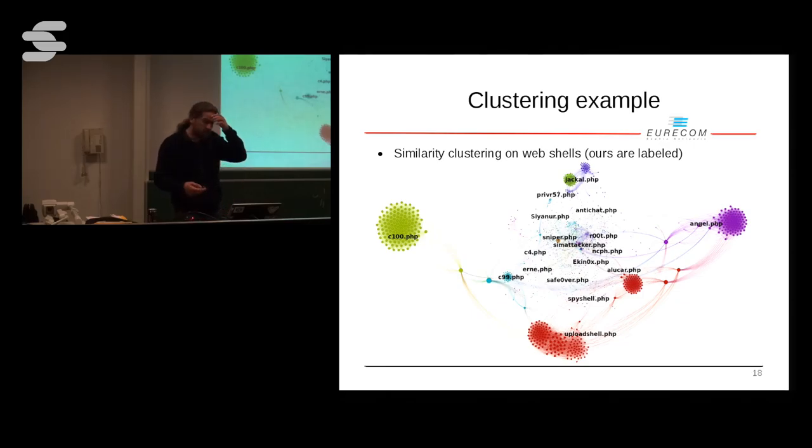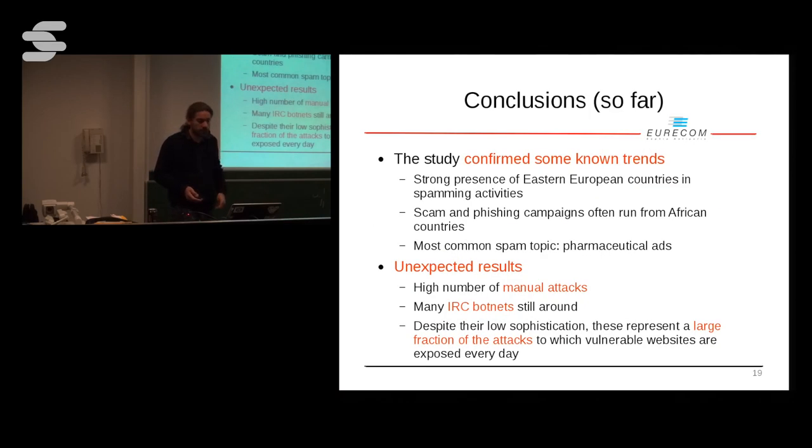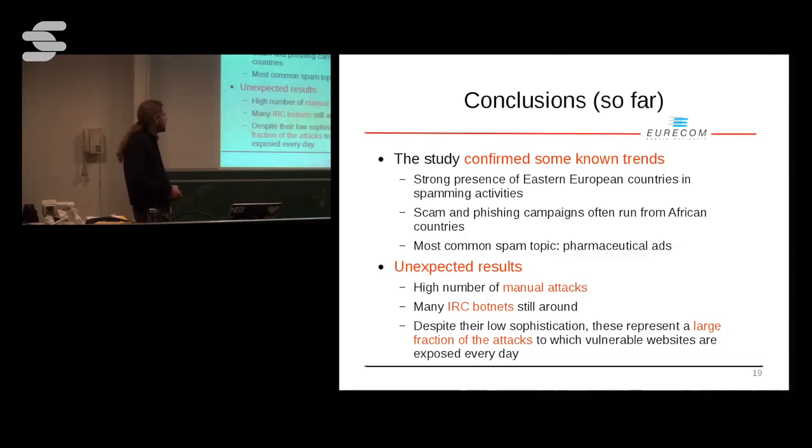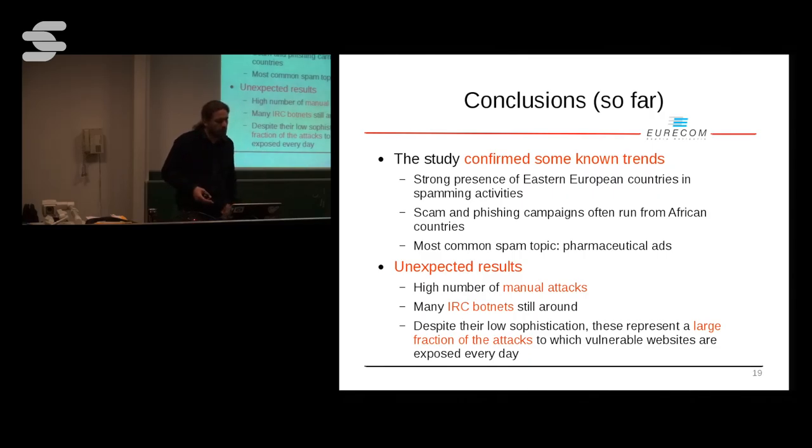Okay, so this is an overview of the results we got on this web honeypot. The study we did is confirming some known trends, right? Lots of attacks from Eastern Europe, and scam and phishing campaigns running from Africa, so we found that as well. And very commonly the spam on the forums was for pharmaceutical advertisements. All that has been studied before. We found some surprising results, that we actually had a high number of manual attacks.